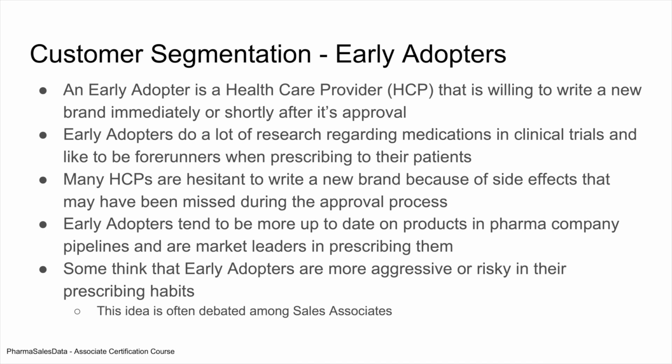Early adopters do a lot of research regarding medications in clinical trials and like to be forerunners prescribing to their patients. Many HCPs are hesitant to write a new brand because of side effects that may have been missed during the approval process. It depends upon how educated your HCP is, how much homework they do on their own, how much research they do on their own. If you have a very proactive HCP who's always reading medical journals and understands what's in the pipeline of a lot of pharma companies, they may be willing to write a prescription for a new brand as soon as it's available on the market.